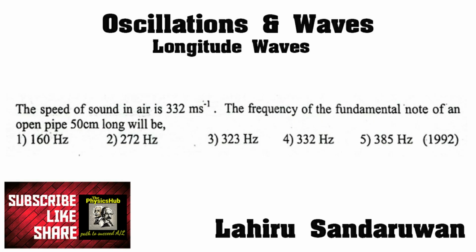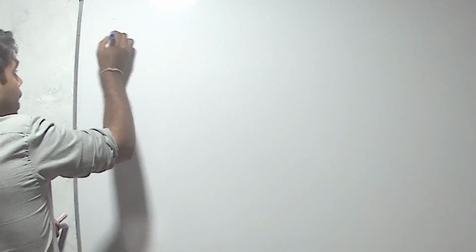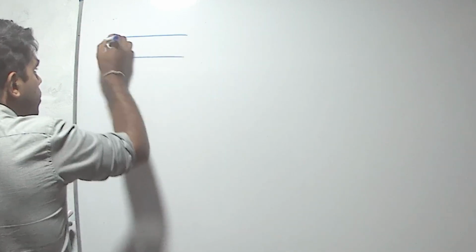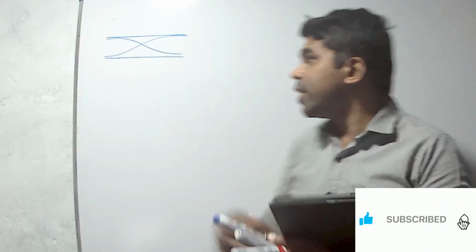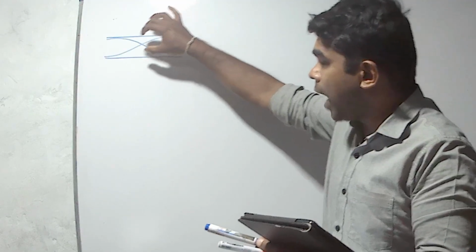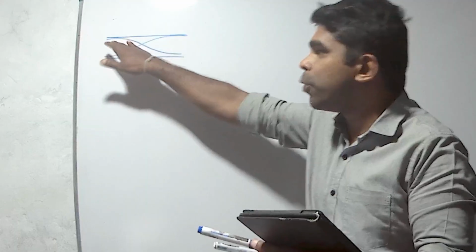Speed of sound in air is 332 meters per second. The frequency of the fundamental note of an open pipe 50 centimeters long will be. There is an open pipe. Then we can draw the fundamental frequency like this. You know that open ends should be antinodes, and there is only one loop, half loop and half loop.